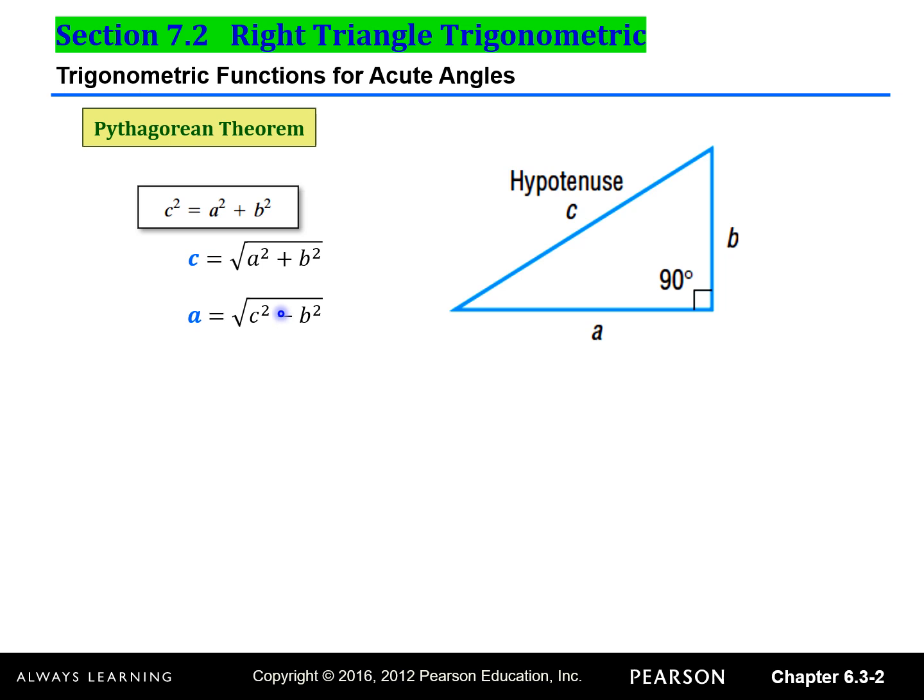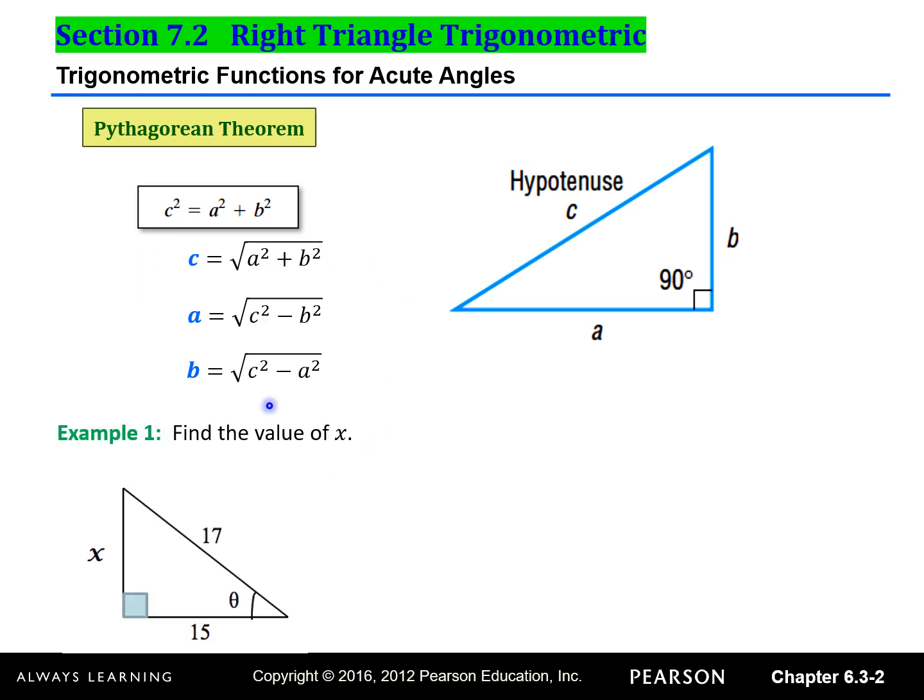You will start with the square of the longest side, the hypotenuse, minus the square of the other leg. And if you want to find the other leg, which is b, this is equal to the square root of c squared minus a squared. As you can see, if you are finding one leg of a right triangle, it is always the square root of c squared, the square of the longest side, minus the square of the other leg. But if you are finding the longest side, which is c, that is equal to the square root of a squared plus b squared. Take note, all of these should always be positive.